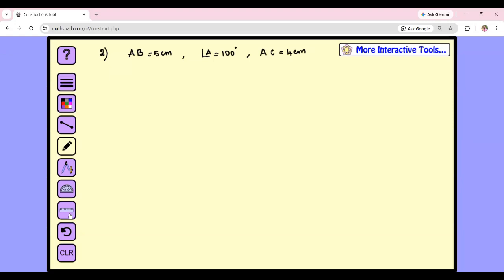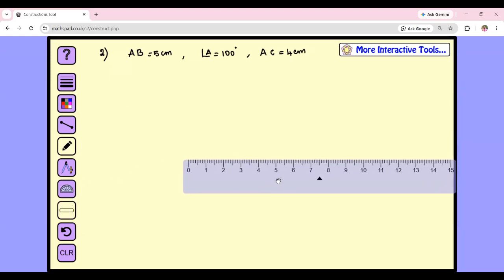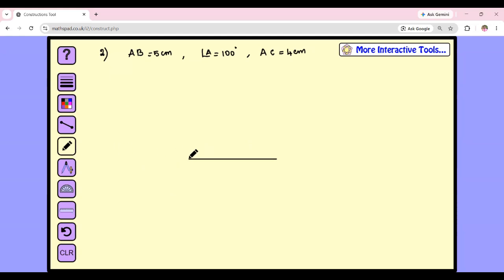First, you have to draw the line segment AB equal to 5 centimeter. Let me draw AB equal to 5 centimeter. You can mark this as A and this as B.